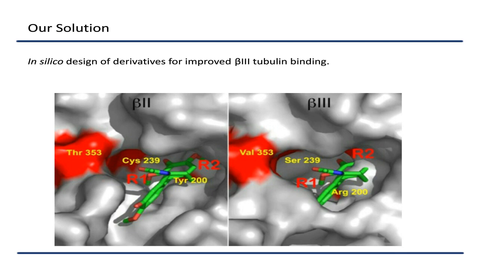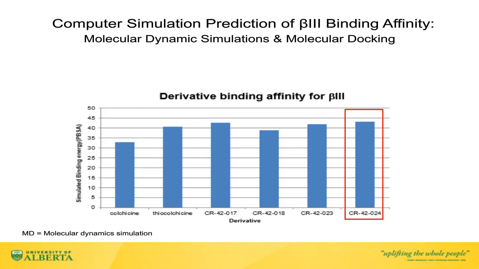And you can see in beta-3 tubulin, there are amino acid differences with beta-2. And his challenge was to computationally find derivatives of colchicine that will be predicted to be better binders to beta-3. So he succeeded in doing this, and I'm showing here a few of his derivatives. He actually derived 70 or so derivatives, and these are some of the best hits.